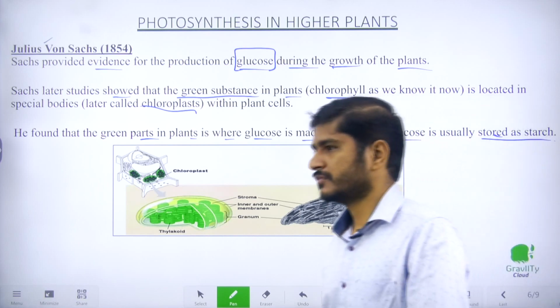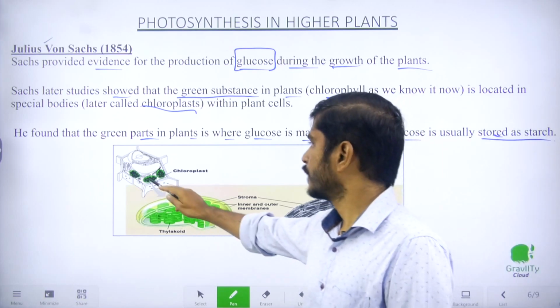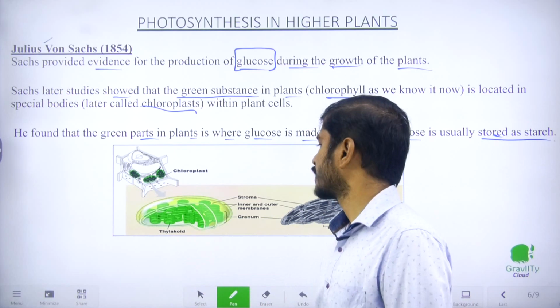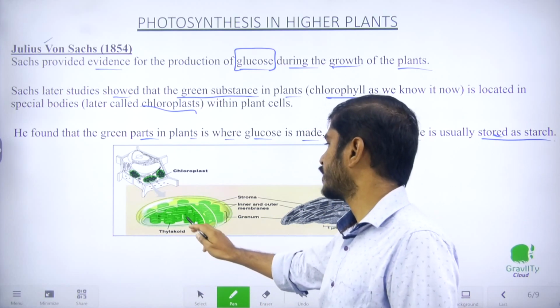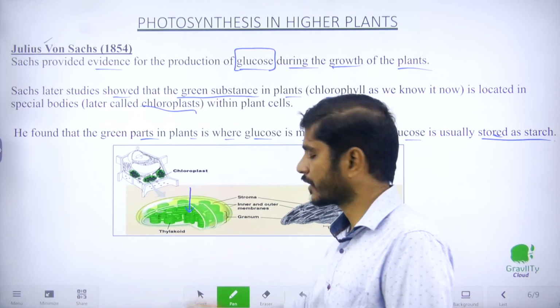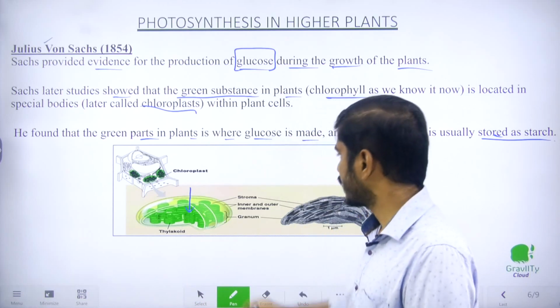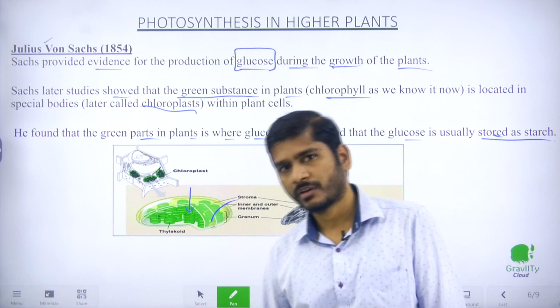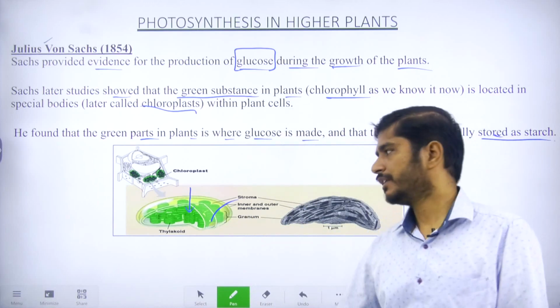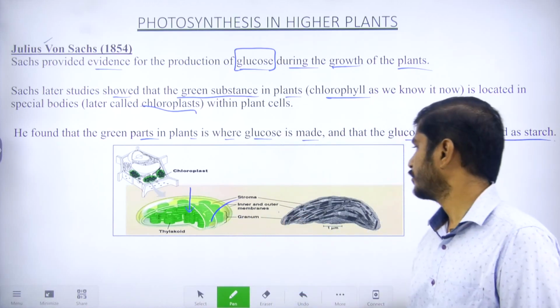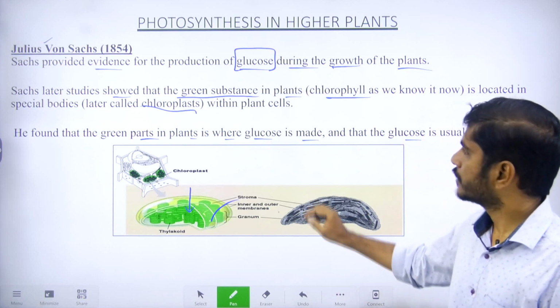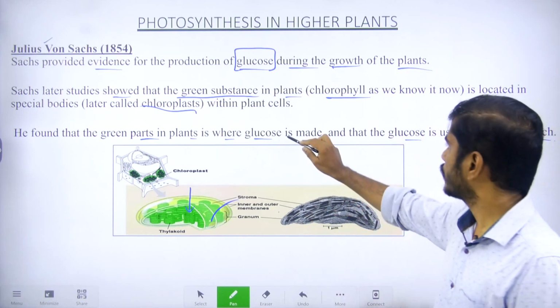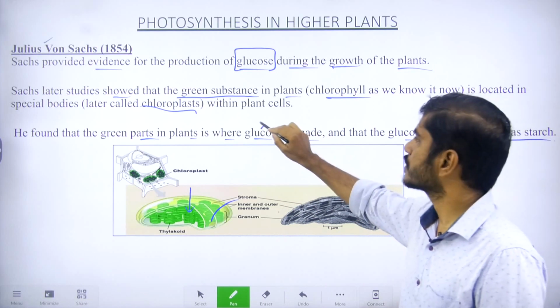So as we know, chloroplast possesses chlorophyll, and the chlorophyll pigments absorb the light energy, and this light energy is converted to chemical energy. Why? Because there are two phases of reactions, right? Now that will be produced here. So this is how glucose is made here.